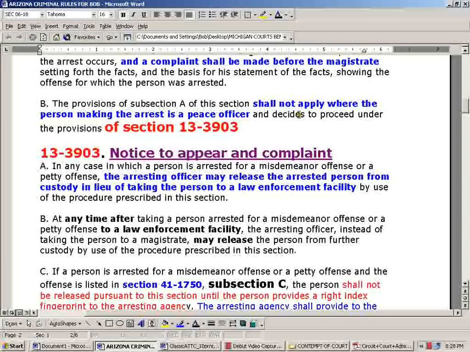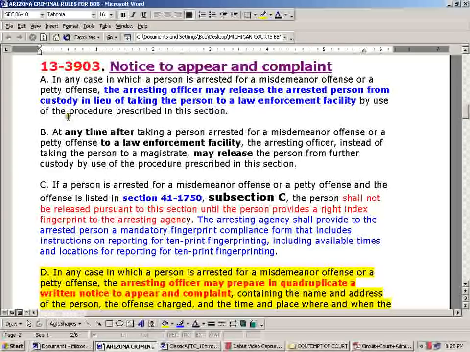And decide to proceed under the provisions of 133903, which says, arrested for a misdemeanor offense, arresting officer may release the arrested person from custody in lieu of taking the person to law enforcement facility. So what this is saying is you are arrested whenever they give you a complaint. Whether they let you leave the scene or not, you've been arrested. You're under arrest. You've been released on your own recognizance.